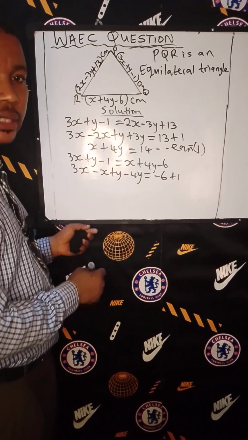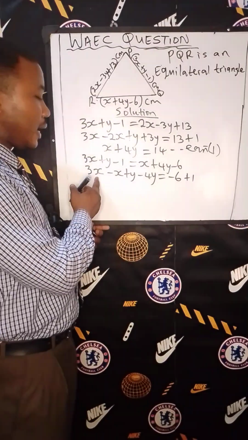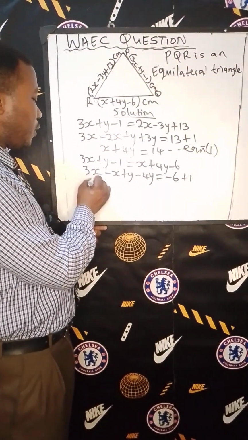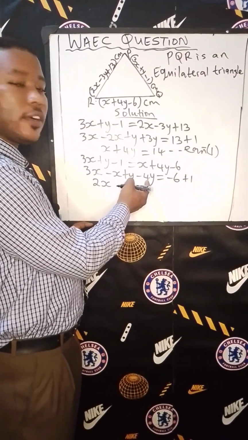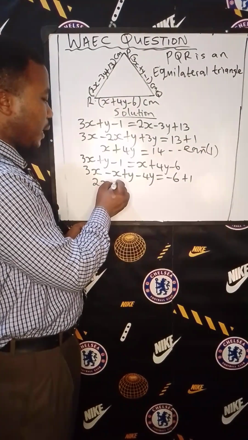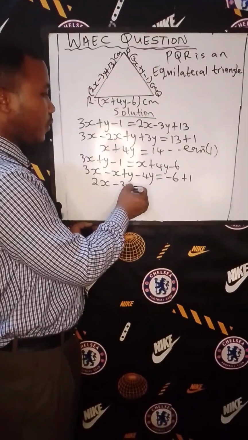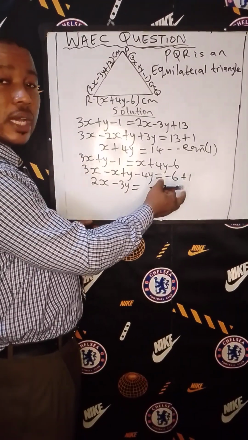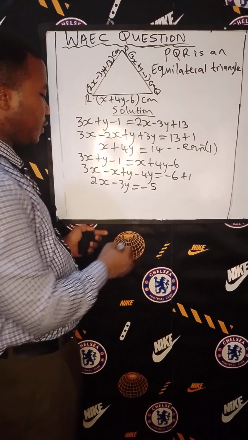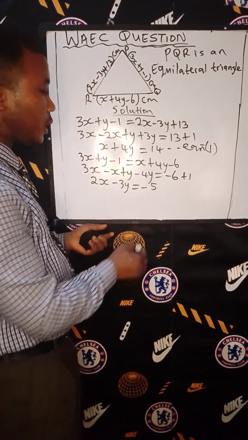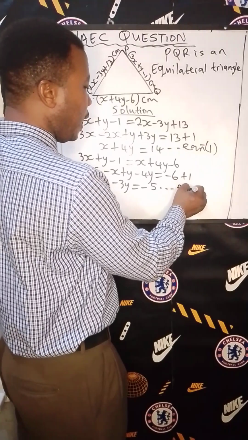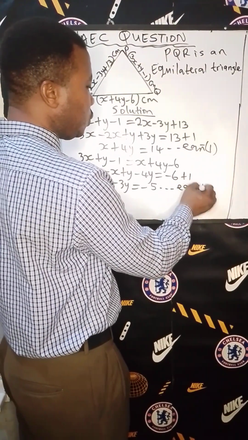Okay, there is progress. So here we now have 3x minus x, which is giving us 2x. Then y minus 4y, which is giving us minus 3y. Then of course, minus 6 plus 1 is giving us minus 5. Good. So you can see we cannot subtract x and y, as you can see here too. So we tag this one also as equation 2.